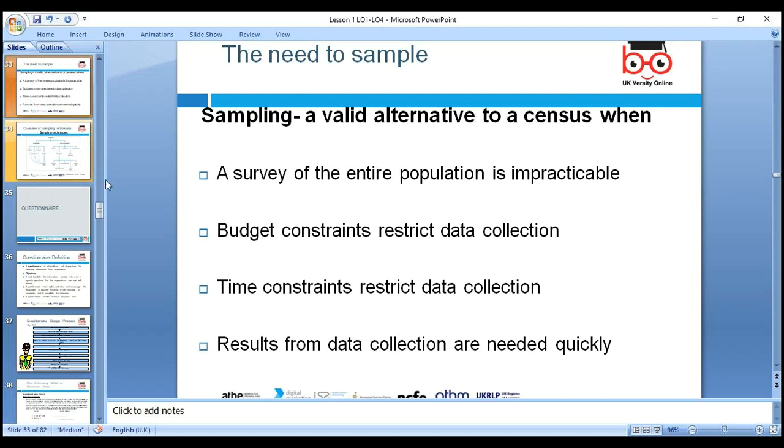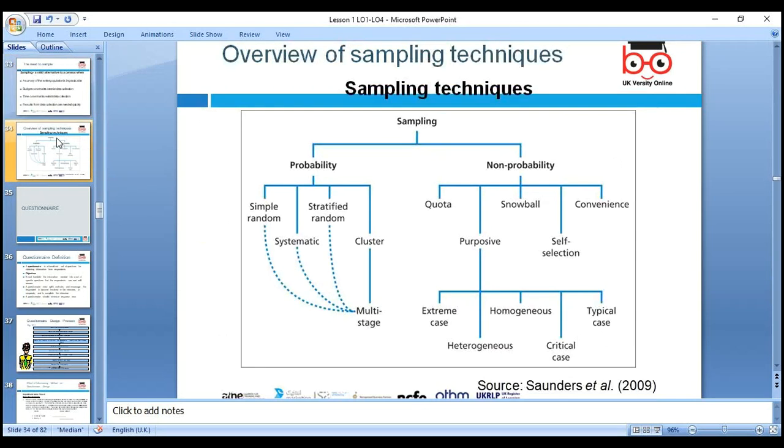Okay, so we have different sampling methods. We can use different sampling methods under LO3, which we are discussing. We are discussing the research methods, research methodologies. Sampling can be probability sampling and non-probability sampling. What comes under probability?